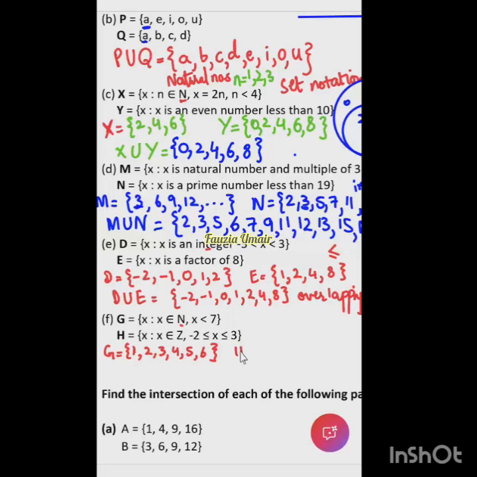So now let's write down set H. H is x such that x belongs to Z. Can you tell me what this Z means? Z is denoting which set?